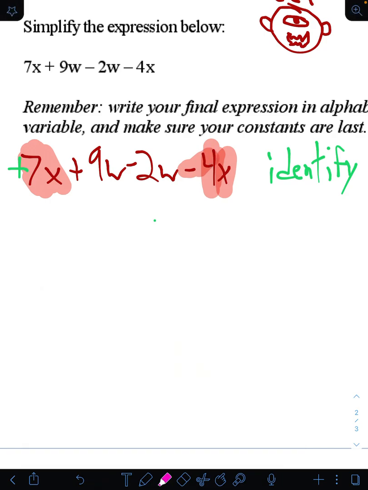So now identify my next set of like terms. We have a plus 9w, and you're right, there's a w right next to it, a minus 2w. So now we've identified. Now we collect our like terms.